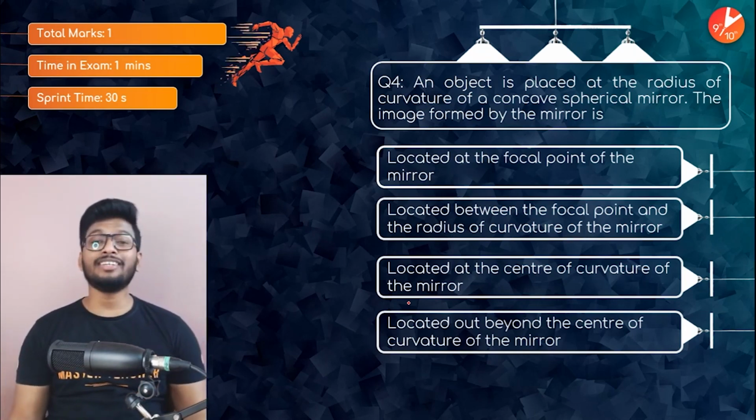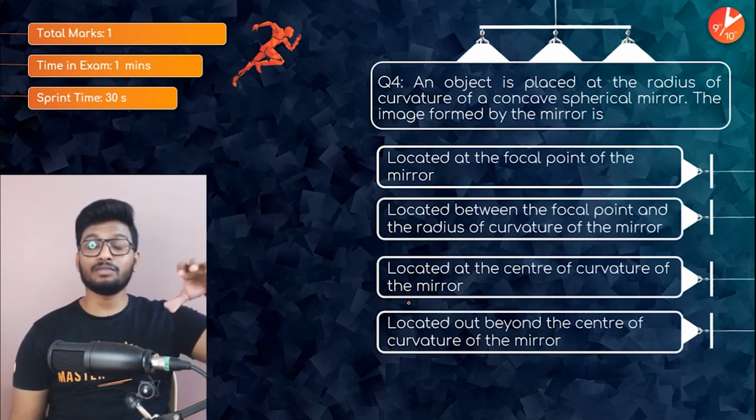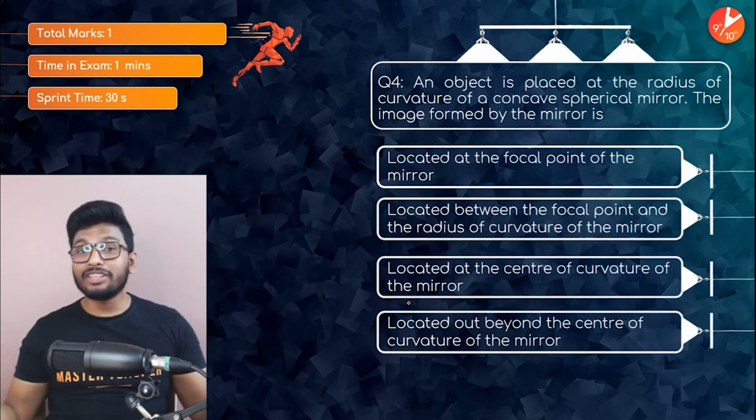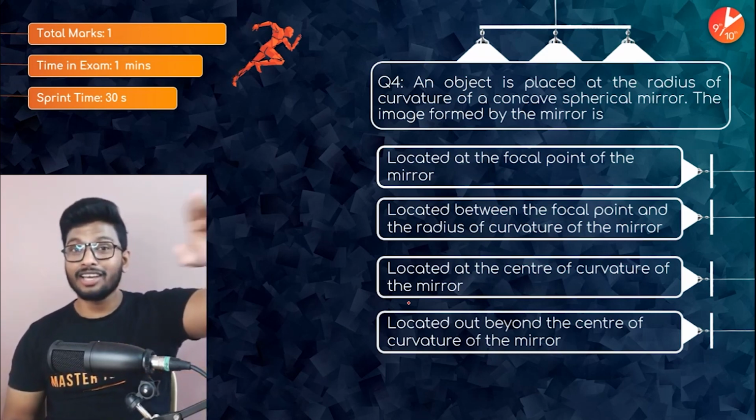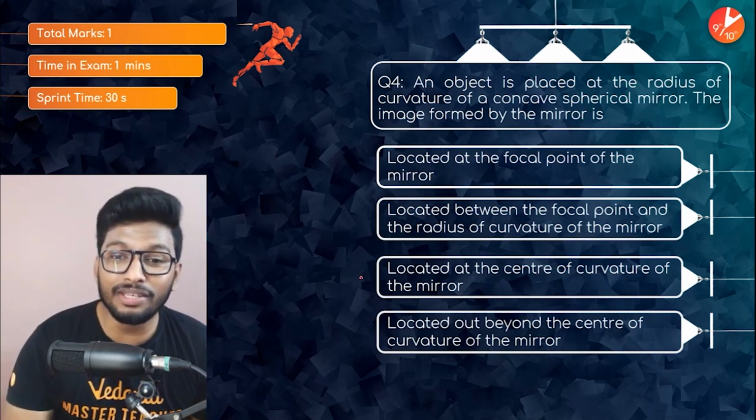What an easy question. An object that is placed at the radius of curvature, where would the image be formed? In 3, 2, 1. You know the answer. Put it in the chat box. You must know the answer. It is going to be the center of curvature.